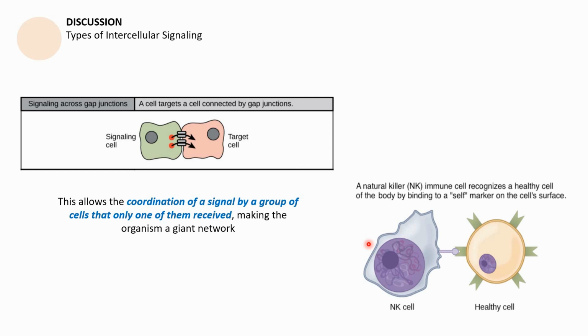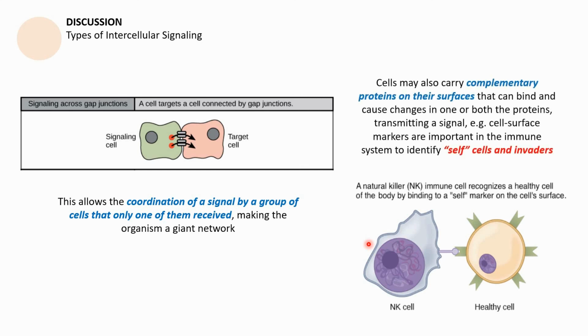Halimbawa, si cell A lang yung naka-receive ng signal kasi baka masyadong maliit yung number of ligands na na-release, tapos yung mga ligands halos na-distribute na sa iba't ibang mga cells kaso may mga na-skip. So, through gap junctions, pwedeng ma-distribute pa rin yung intracellular signal, okay, papunta sa mga katabing cells, especially if they are connected by gap junctions or by the plasmodesmata. Now, because of that, the organism becomes a giant network.